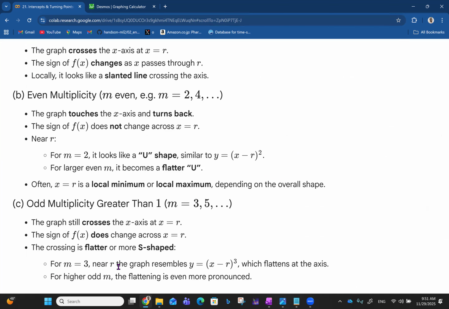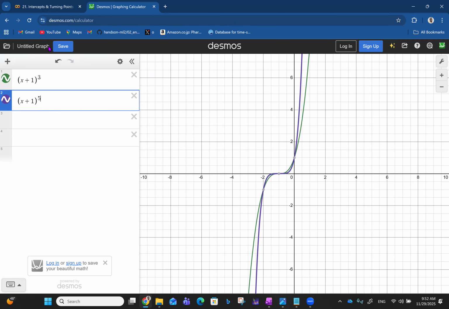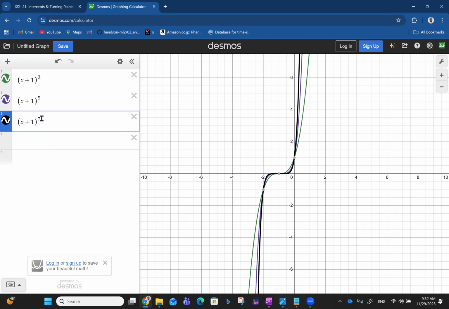So for m equals 3, near r, the graph resembles y equals (x minus r) cubed, which flattens at the x-axis. For a higher odd m, the flattening is even more pronounced. So now you see the sign remains, like nothing is going to happen except that after a bit of time that happens. If I do what I did the other time, I now have other odd multiplicities, like this is now 5. It's the same behavior, but now it's smoother. So x to the 7, like that.